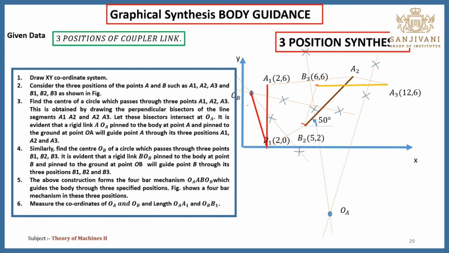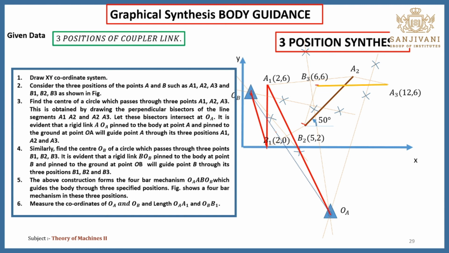Okay, next you have to join this OB to B1 and OA to A1. This is your 4-bar mechanism, in which OA OB is the fixed link, OA A1 is the input link, A1 B1 is the coupler link, and B1 OB is the output link. These are the fixed points, and this is the 4-bar mechanism.